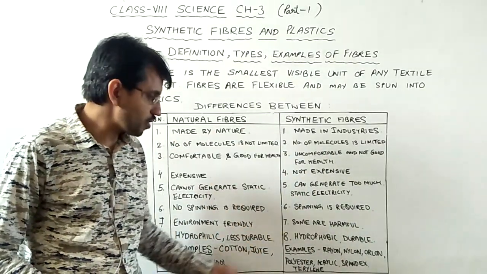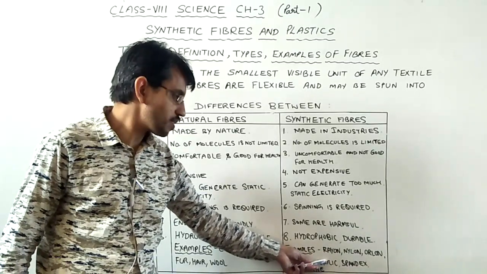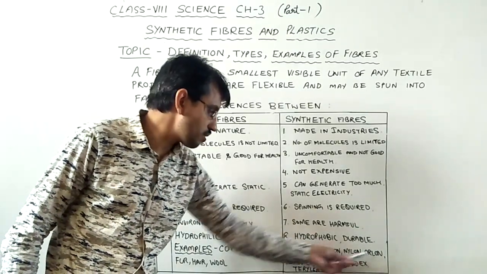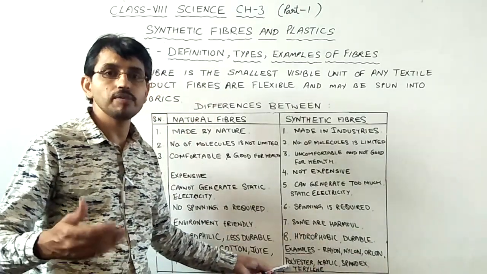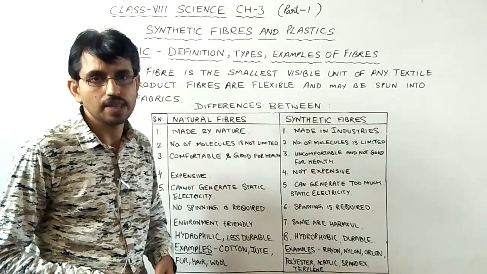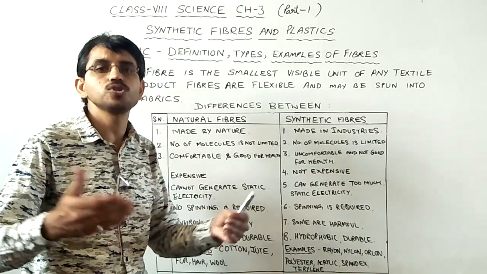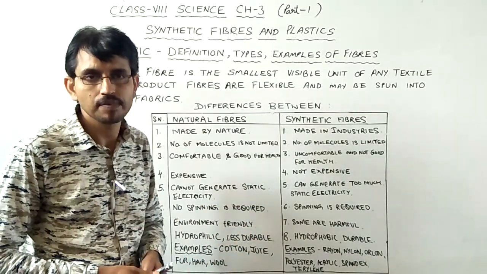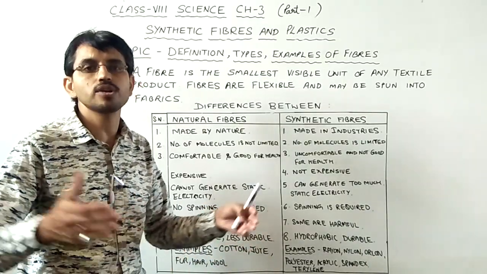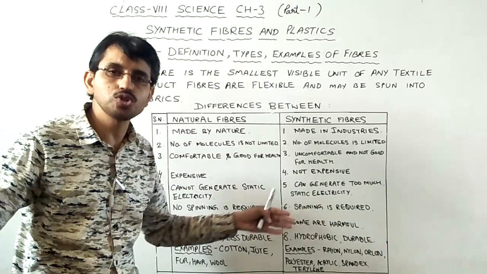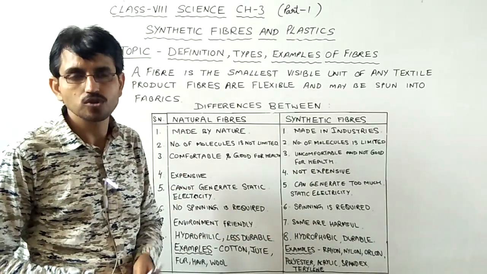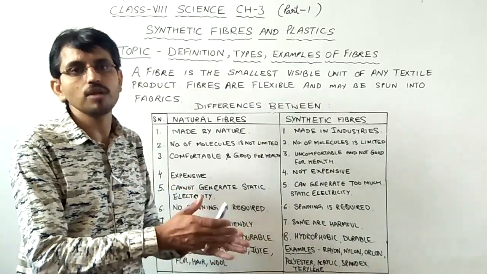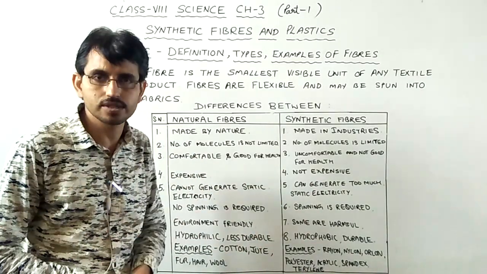Among synthetic fibers, we have the examples of rayon, nylon, orlon, polyester. Polyester means it's a polymer of ester. Actually, these fibers are made up of many small units which are called monomers. Mono means one, and when these monomers associate together, they form a long chain which is called polymer. So mono means one single unit, polymer means a chain of many units.